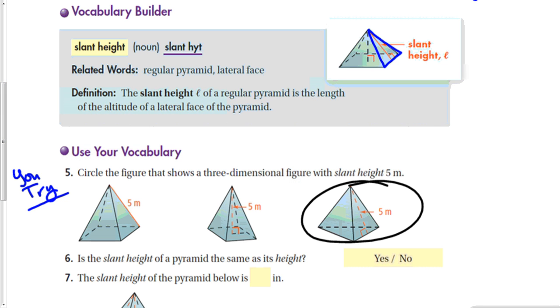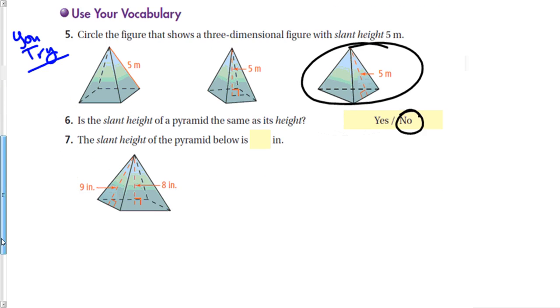So that last one has a slant height of 5. In the first one, the edge is 5. In the second one, the altitude is 5. And in the last one, the slant height is 5. Number 6, is the slant height of a pyramid the same as its height? And the answer to that is no. Those are two different entities.